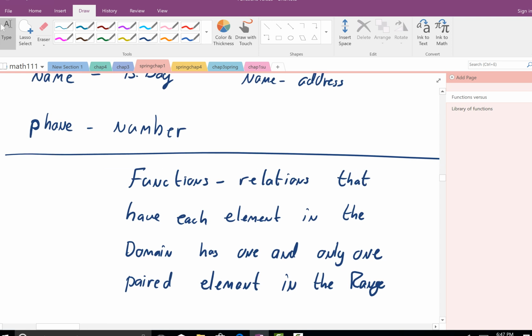So functions are relations where each element in the domain has one and only one parent element in the range. All right, so each element in this thing called a domain has one and only one element in the range. That's what a function is. Okay, some of you probably already knew that.